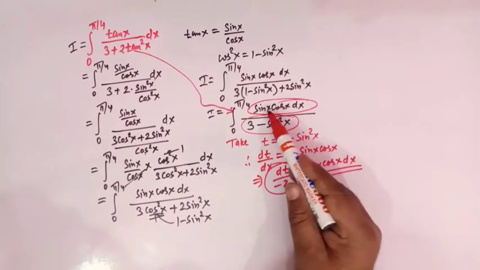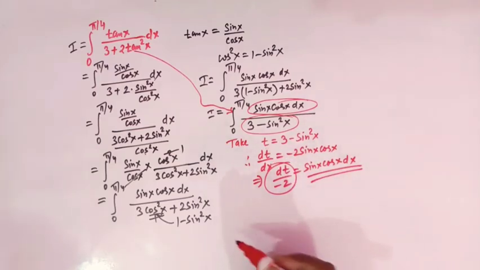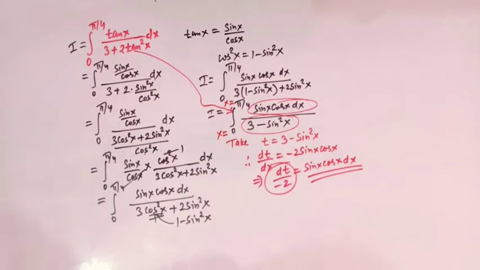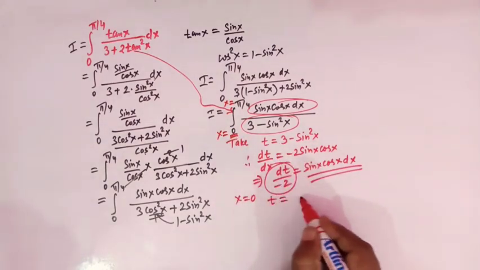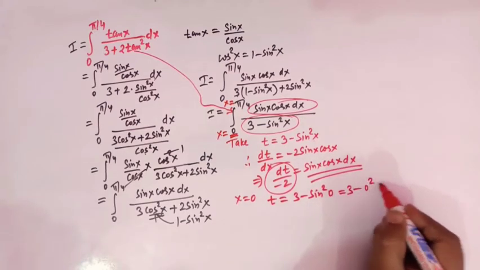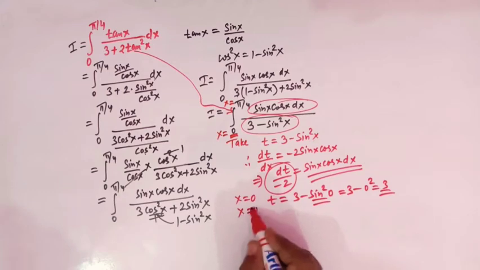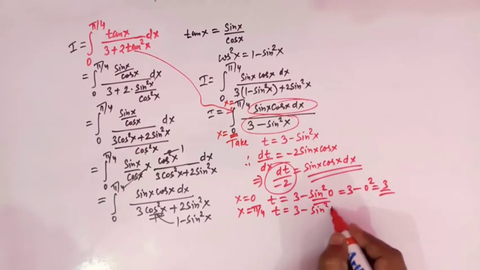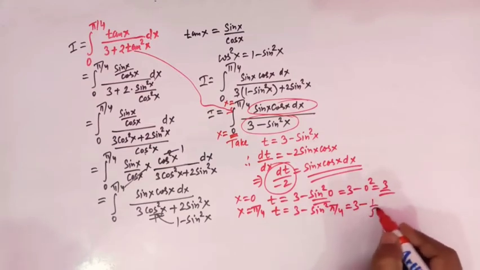Since we are changing the variable from x to t, we should accordingly change the limits. So here we have x is equal to 0, here we have x equal to pi by 4. So when x is 0, then we have t is equal to 3 minus sin square 0. So 3 minus 0 square, that is 3, because sin 0 is 0. And when x is pi by 4, then t is 3 minus sin square pi by 4, and sin pi by 4 is 1 over root 2.